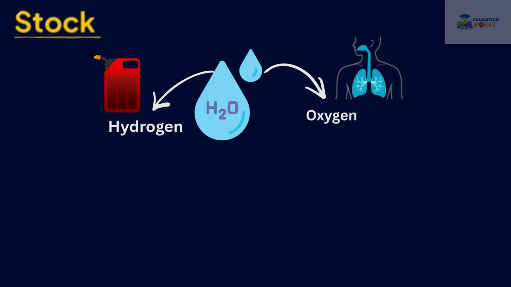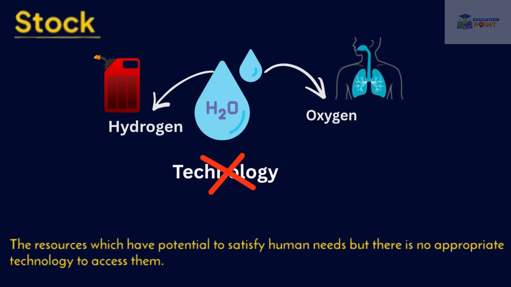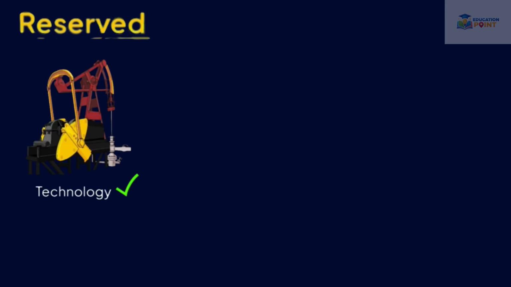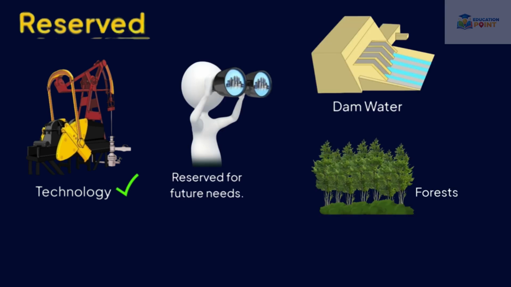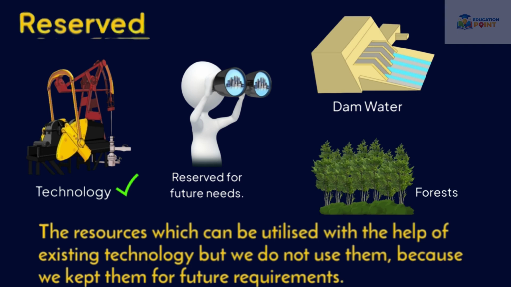Third is stock. Let us understand with example, like we know water is made up of hydrogen and oxygen, but we do not have any technology to separate hydrogen and oxygen from water. So stock are the resources which have potential to satisfy human needs, but there is no appropriate technology to access them. Last are reserved resources. Like for example, we have technology to access many resources like water for us, but we reserve them for future needs. So we can say that reserved resources are those which can be utilized with the help of existing technology, but we do not use them because we kept them for future requirements.